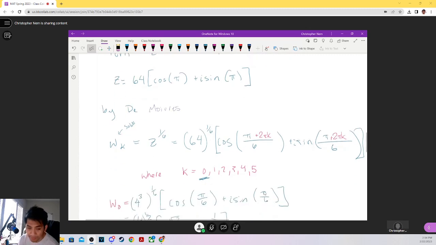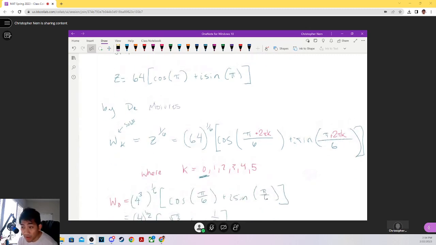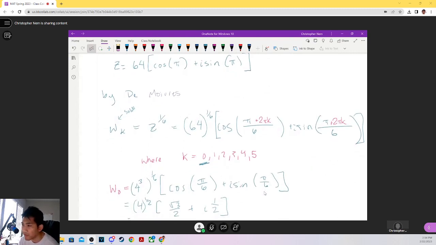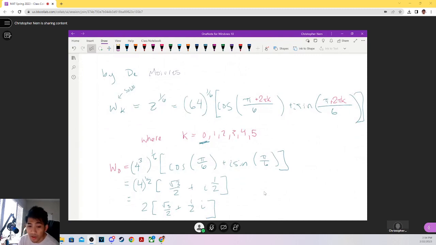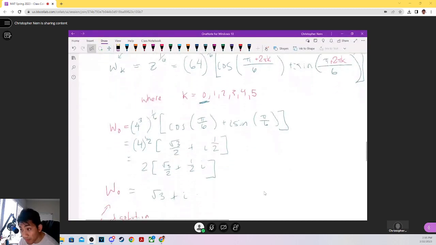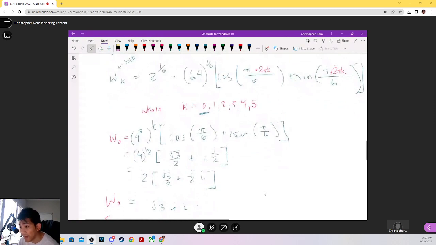So if I plug in 0 right there, I can write 64 as 4 cubed. You can do this a different way, of course, but I write it as 4 cubed. That way I can multiply the exponents together. So if I plug in 0 for k, we just get pi over 6. So boom, 3 times 1 over 6 is just 1/2. So 4 raised to the 1/2 power, that's the square root of 4. That's just 2. Boom. So I have 2 times square root 3 over 2 plus 1/2 i. If I distribute that 2 out, the first complex solution is square root 3 plus i. Boom. That is my first solution.